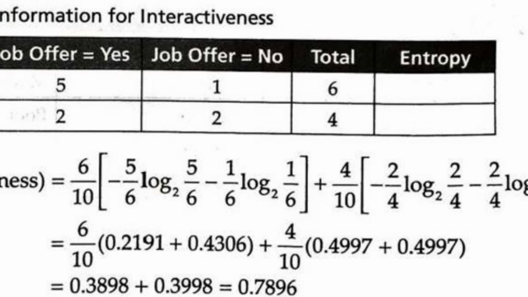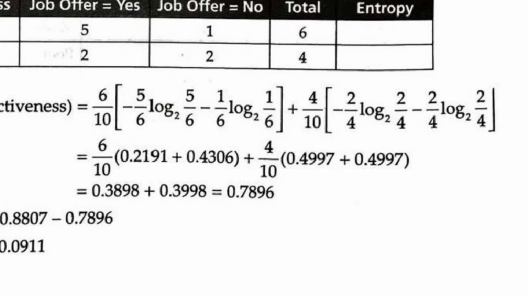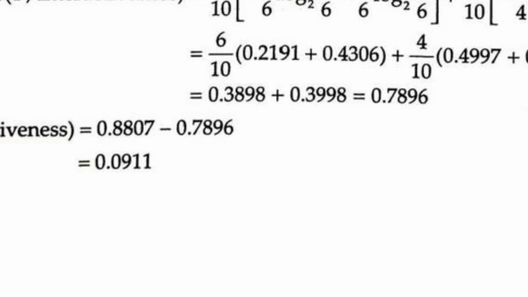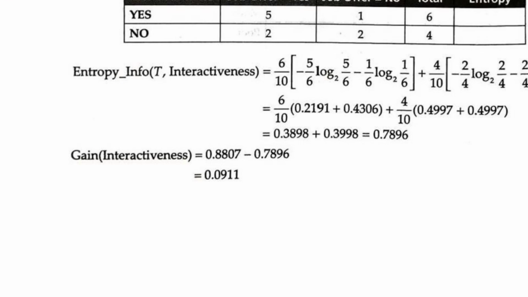4/10 into minus 2/4 log2, like that you have to compute. Compute the value, you will get 0.7896. Subtract it from the total. Earlier we got that total 0.8807, minus 0.7896, that is 0.091. So we got the information gain for interactiveness.